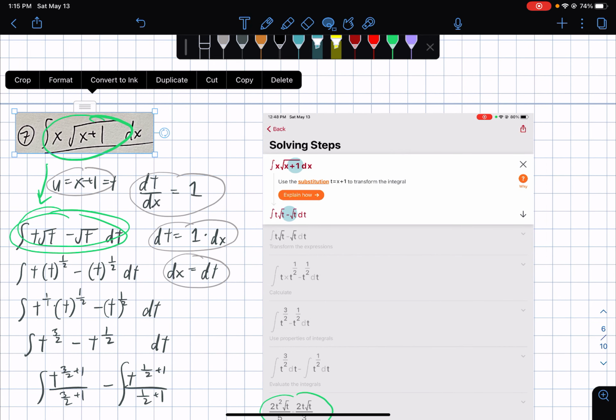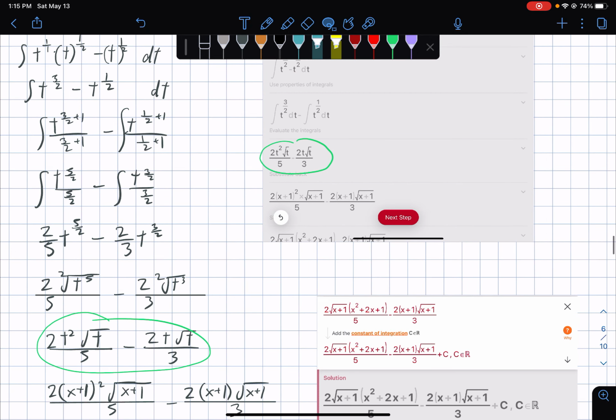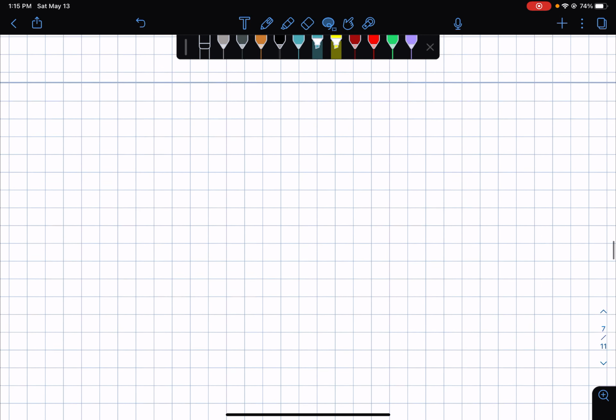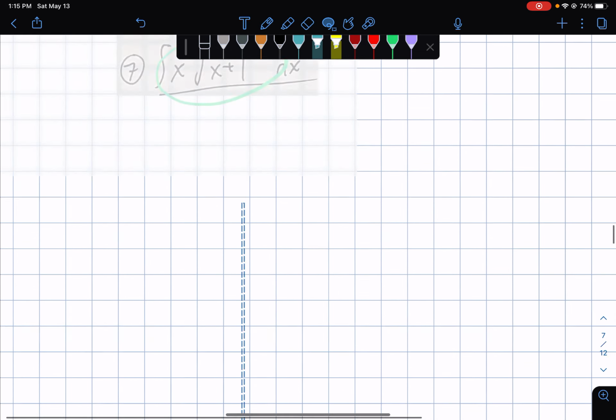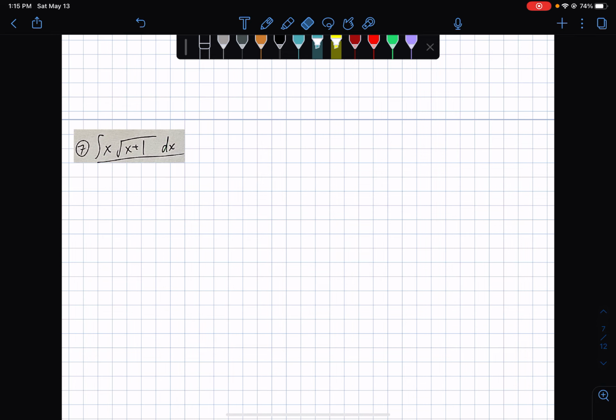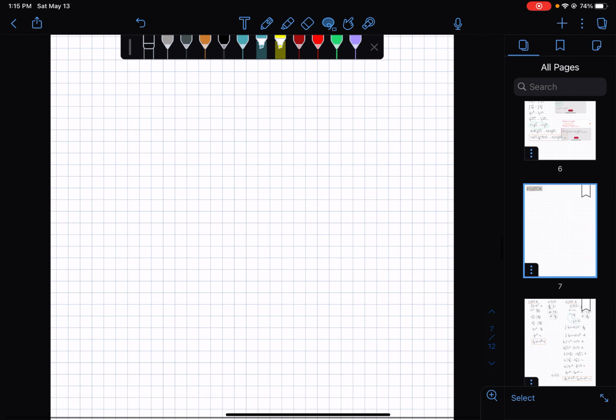Let's try number 7 in my quiz again. In the quiz that was conducted by my teacher in my actual school. There should be an easier way, I bet.